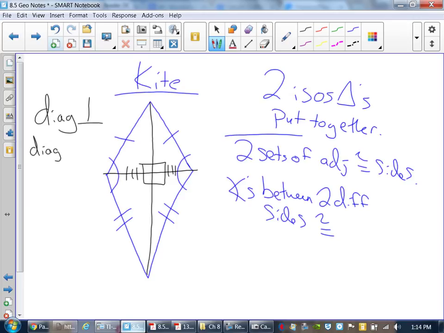So the diagonal between congruent angles is bisected. We don't know anything else about the other diagonal. We only know the one diagonal that's put between the congruent angles. That one segment is always bisected. And the reason is because when you have an isosceles triangle, the height of it is the perpendicular bisector of the side, and you get side angle side and corresponding parts and all that mumbo jumbo.